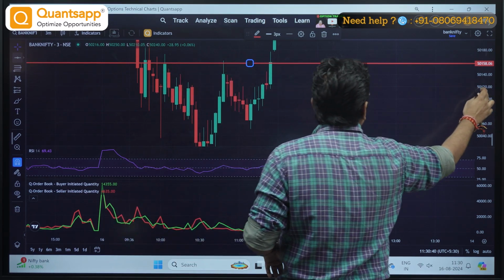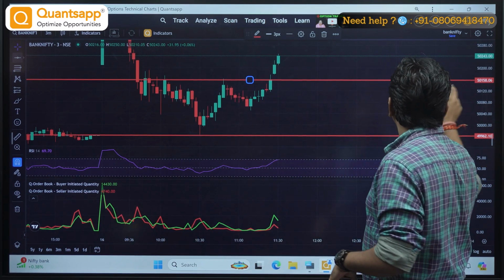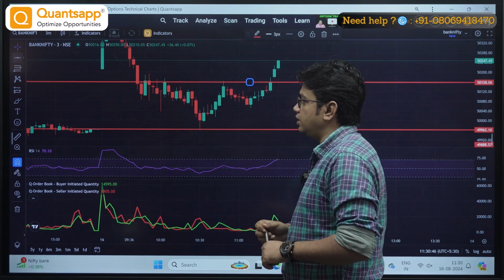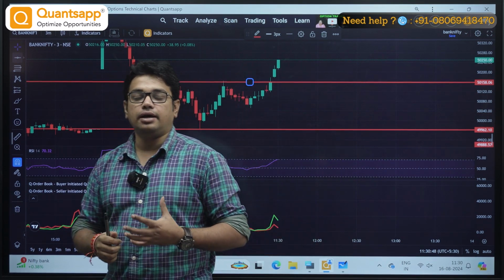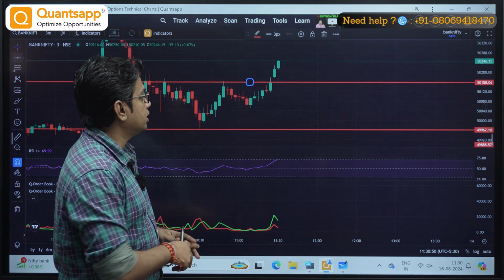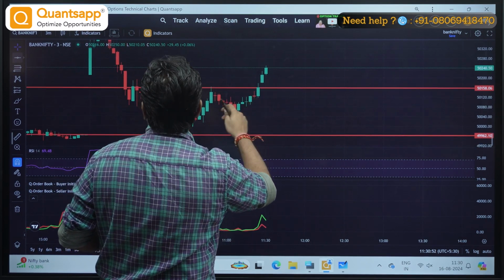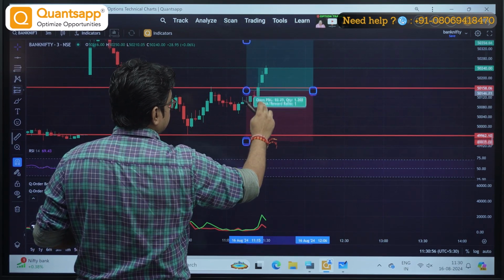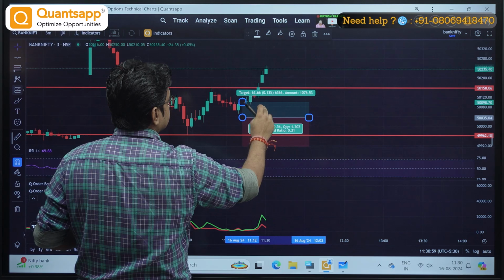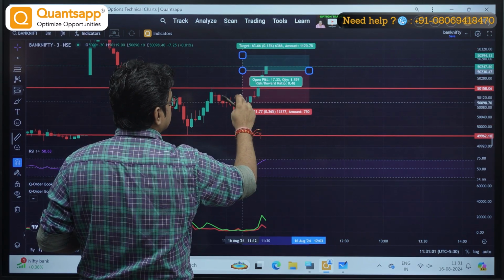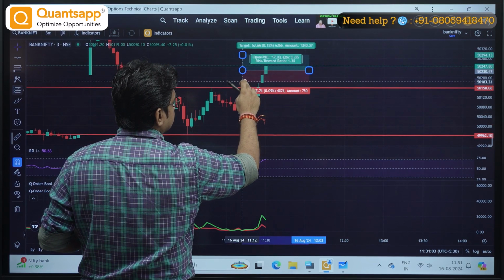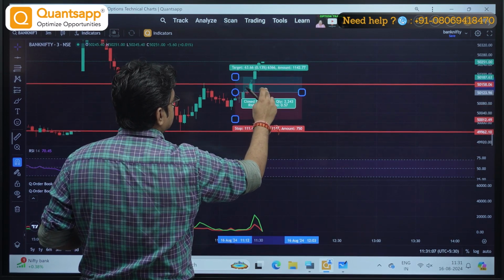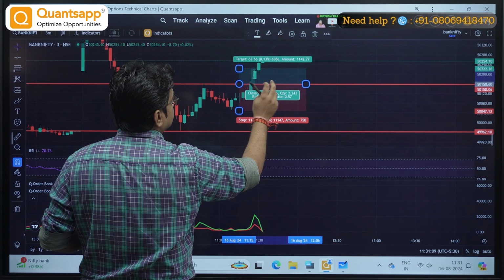All right, so if I am taking the trade over here, I'll keep my stop loss at the latest swing, not at this particular point, because here I am managing my risk. So I'll take the trade over here, and I'll keep my stop loss here. So you can see I'm keeping my stop loss over here.